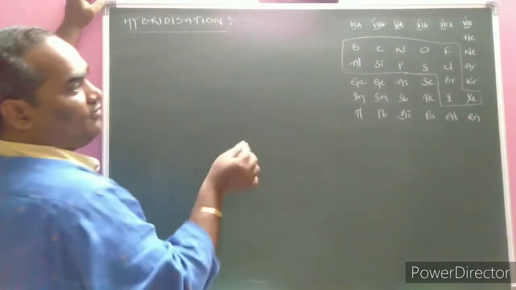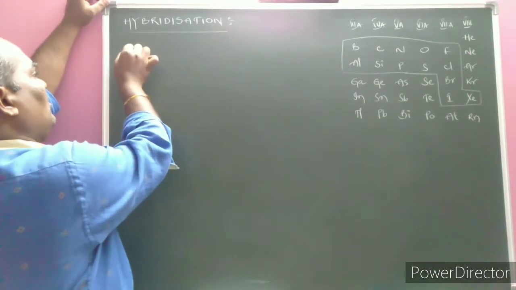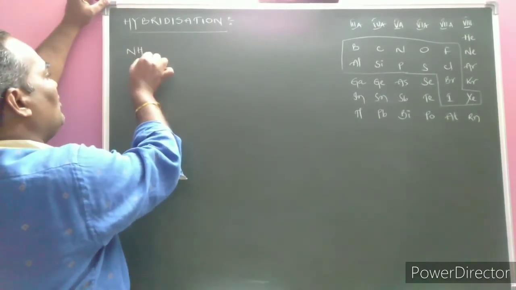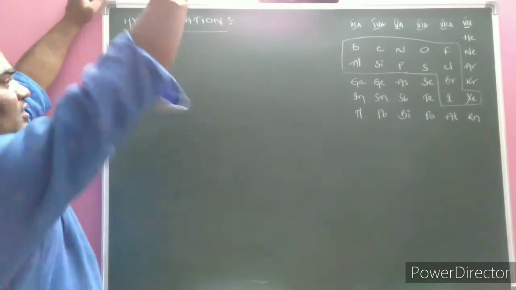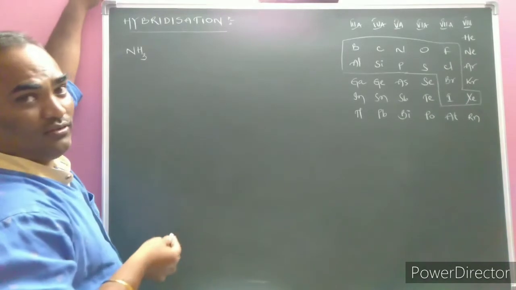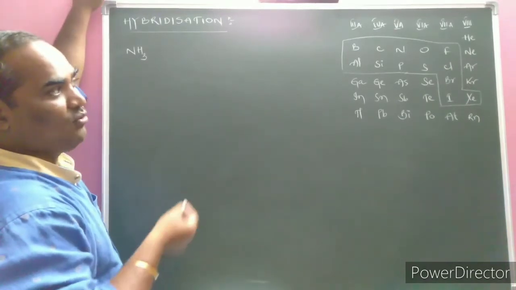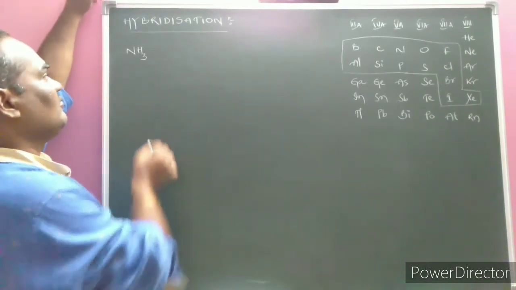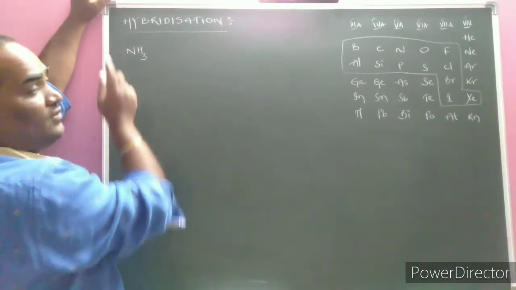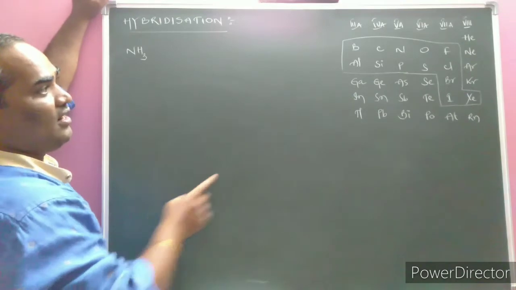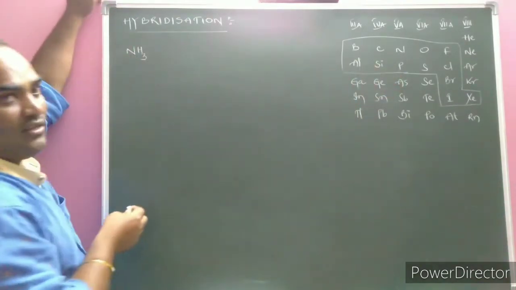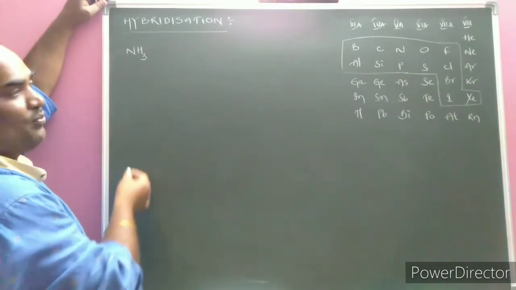Next, I want to calculate the hybridization of nitrogen in ammonia. Here, the central atom we know well. In any molecule, the atom which makes the greater number of covalent bonds we call the central atom. Here, nitrogen is making 3 bonds with hydrogen. That is why nitrogen is considered the central atom, and nitrogen belongs to group 15, also called group 5A.